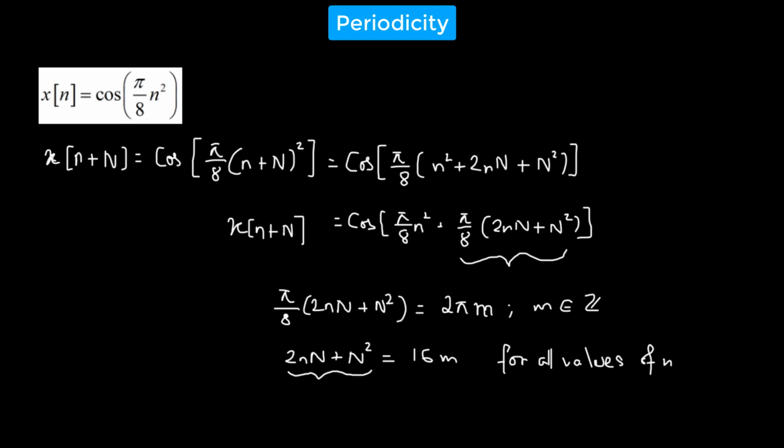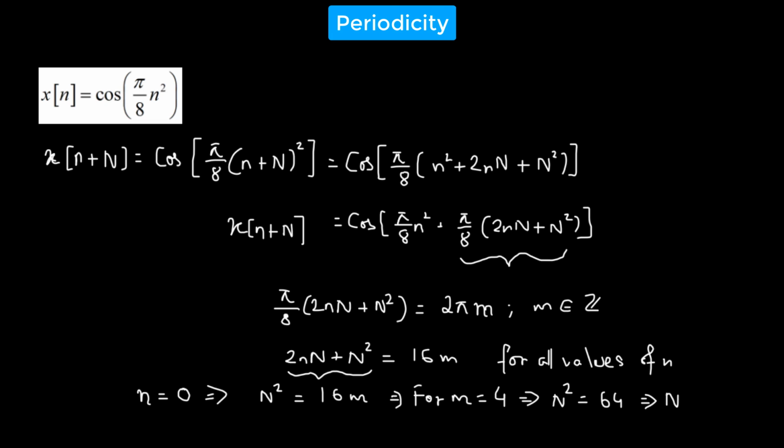So for simplicity, let us consider the simplest value, n equals 0. That will give us N squared equals 16m. Now what must be the smallest value of m so that we get a perfect square? For m equals 4, this gives us N squared equals 64, which gives us the value of N equal to 8. So this will be the fundamental period.